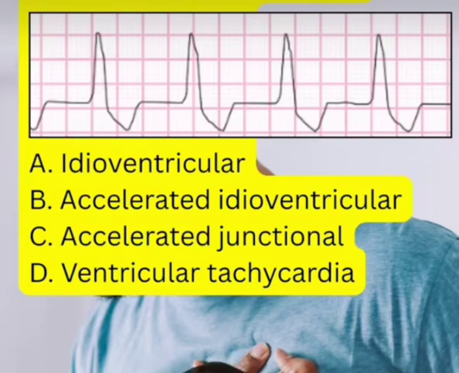Idioventricular is too slow. B says accelerated idioventricular. That's a heart rate between 40 and 100. So we got the right rate. We just need to know, is this idioventricular or not, right? C says accelerated junctional, and that is a heart rate between 60 and 100. But again, we gotta know if this is a junctional rhythm or not. And then D says ventricular tachycardia, that's a heart rate greater than 100. So we can go ahead and rule out immediately A and D. So right now we've narrowed it down to B and C.